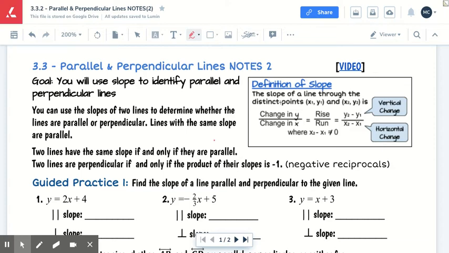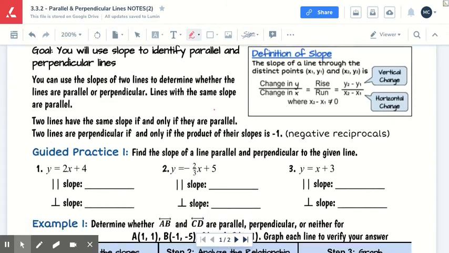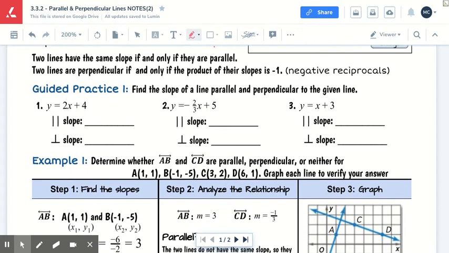Up here on your notes, there is a reminder about the slope formulas that we looked at yesterday. The vertical change over the horizontal change is how you find slope. So looking at a few practice problems here, we have some linear equations that are in slope-intercept form. As a reminder, to find the slope of a line in slope-intercept form, you're just looking at the coefficient of the x. And that gives you your slope.